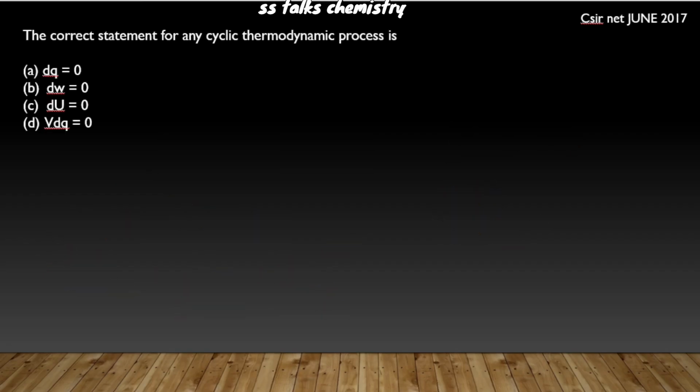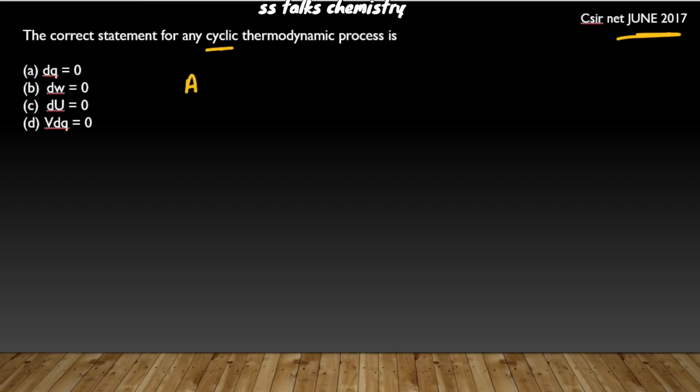Next. This begins from the year 2017 questions. The correct statement for any cyclic thermodynamic process. Cyclic process means if from a particular initial point you are starting, following a certain route, you are coming back to the final position only, which means a cyclic route you have followed. The initial and the final position are the same.